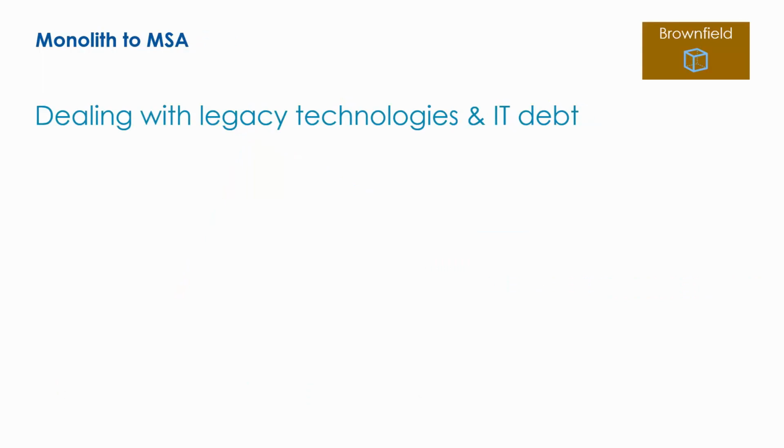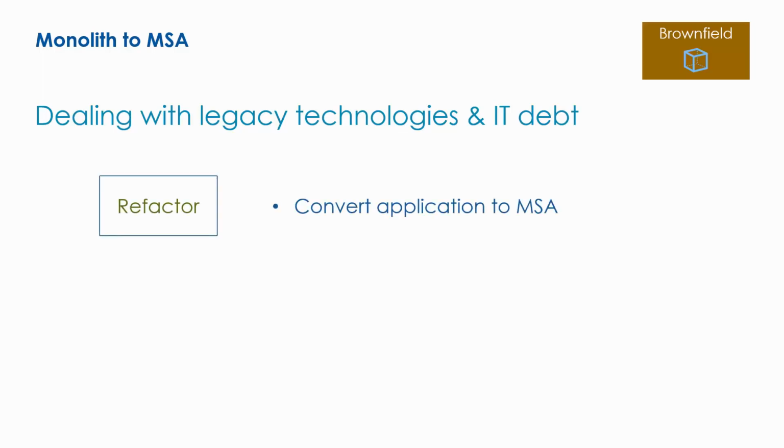A brownfield project team has to deal with legacy technologies and IT debt. There are two options available to the brownfield project teams. The first option is to refactor the application, that is, convert the monolithic application to microservices. This conversion process can be carried out by way of a big bang approach, wherein all of the microservices are built in parallel. Or the project team can take an incremental or evolutionary approach where they build the microservices by peeling off parts of the existing monolith application.